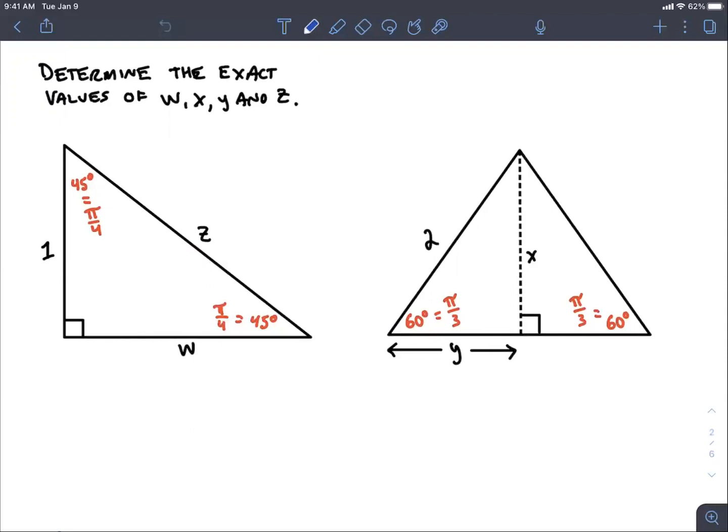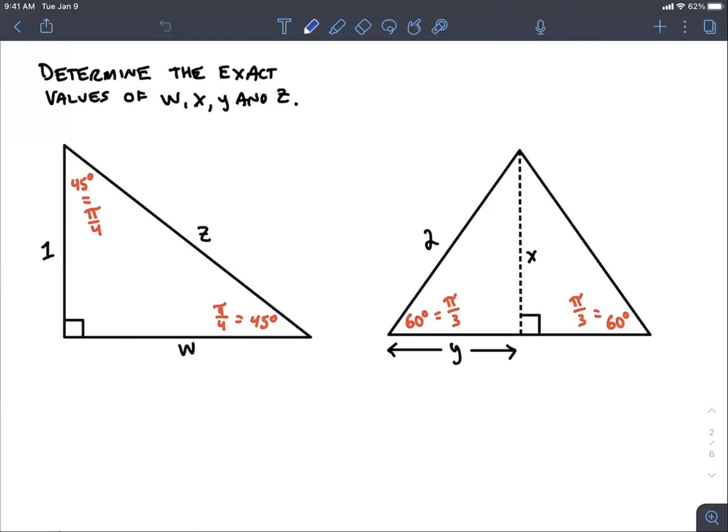The triangle on the left is a 45, 45, 90, and the triangle on the right is an equilateral triangle where all the angles are 60 degrees. Okay, so pause the video, try to figure out the values of W, X, Y, and Z. Here we go, I'm going to go through it too. So if you are ready, we're going to roll here.